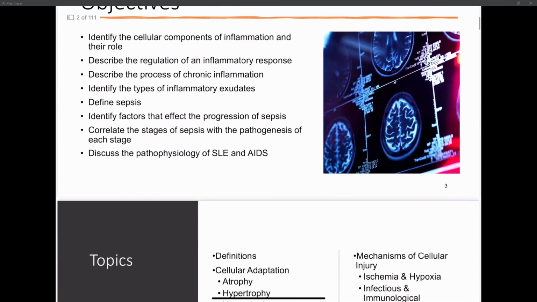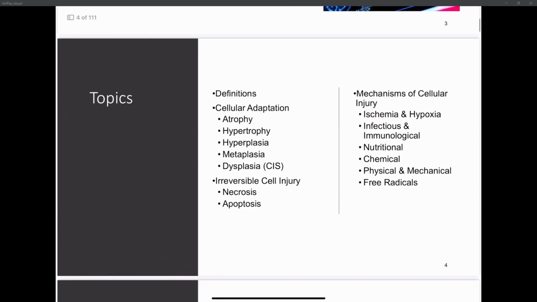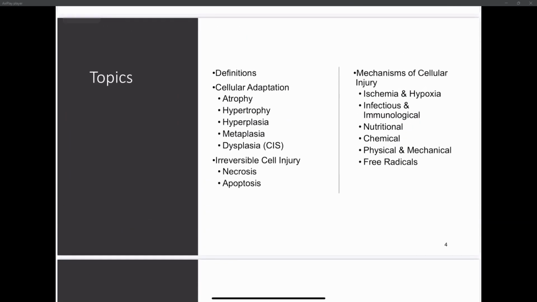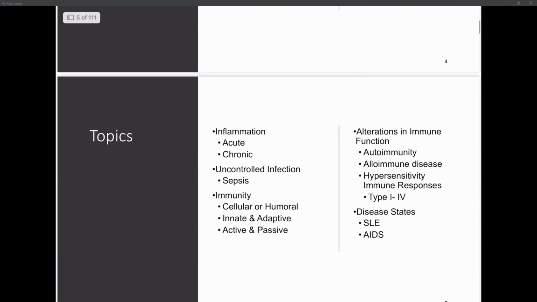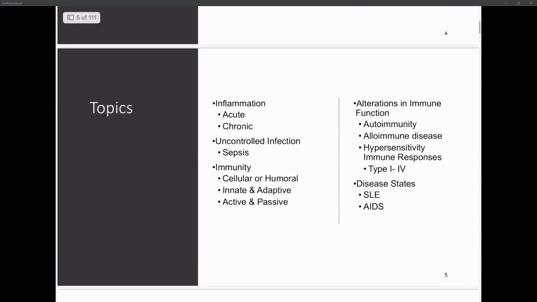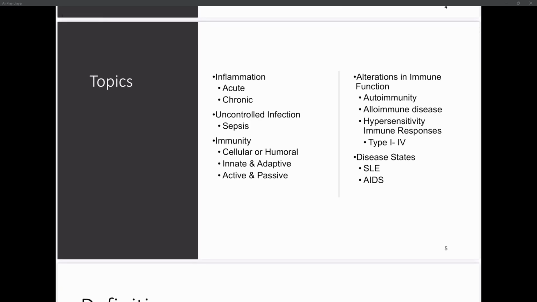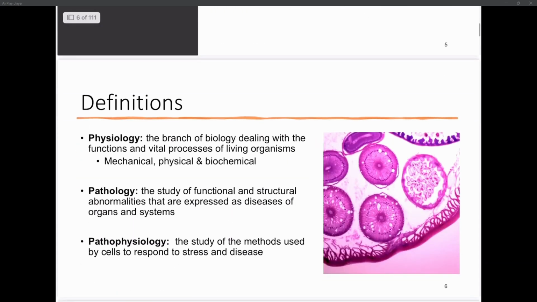These are some of the objectives that we're going to go over, all the different topics: injury, reversible or irreversible injury, what happens when cells die, how they die, inflammation, acute and chronic. We'll talk about sepsis, immunity. This stuff we'll probably deal with tomorrow, not all today.